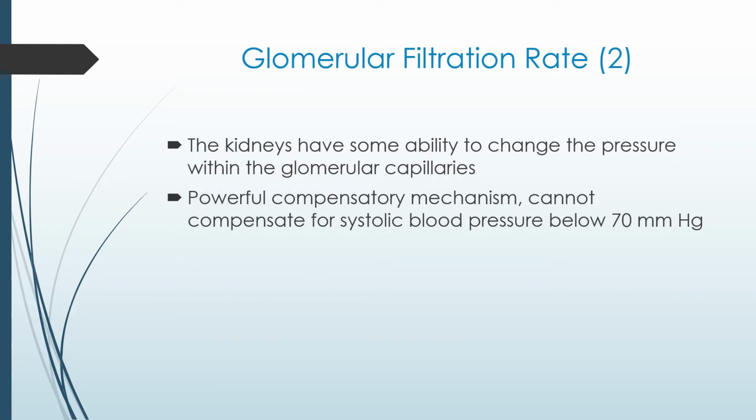So the kidneys will have some ability to change the pressure within the glomerular capillaries because we are always striving for homeostasis. The body is always trying to put itself back in balance. So the kidneys here and the GFR is a powerful compensatory mechanism. However, it cannot compensate for a systolic blood pressure that is below 70. There is nothing we can do once the blood pressure drops that low.